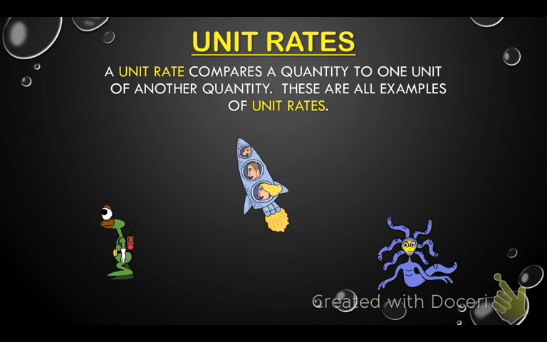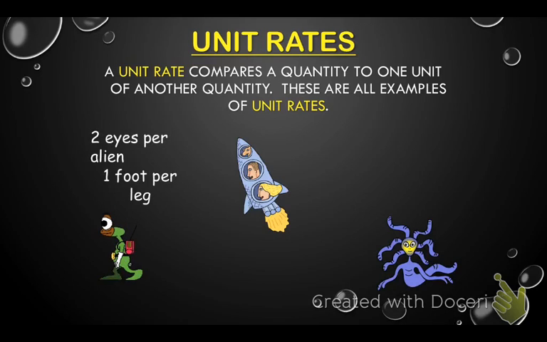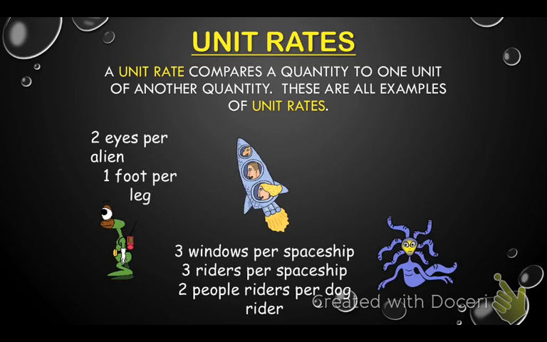Now, here we go. Unit rates. Here is a little bit more information. These are all examples of unit rates. 2 eyes per alien, 1 foot per leg. So 2 eyes per 1 alien, and 1 foot per 1 leg. Okay, we have some others. 3 windows per spaceship, 3 riders per spaceship, and 2 people riders per dog rider.